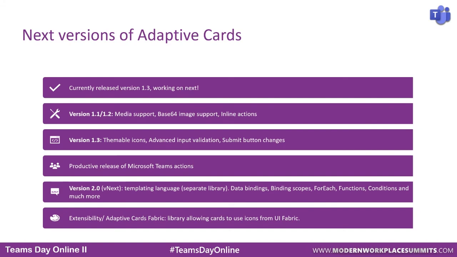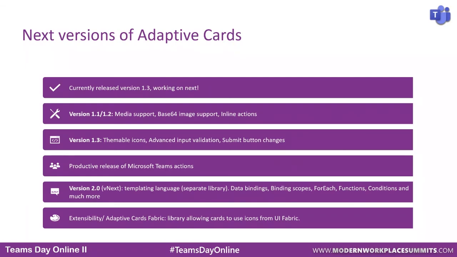Now, speaking about the version 2.0, so this is the version that is still something that the team is working on. There are more changes to the templating language coming up. There are new data bindings, for example, a device binding scope, which will give the adaptive card like the knowledge about a device where it is being displayed. So for example, if you know, hey, I'm being displayed on iOS or Android or in web, and therefore you will be also able to create a different layout of the adaptive card or hide parts of the adaptive card based on the device it is being displayed.